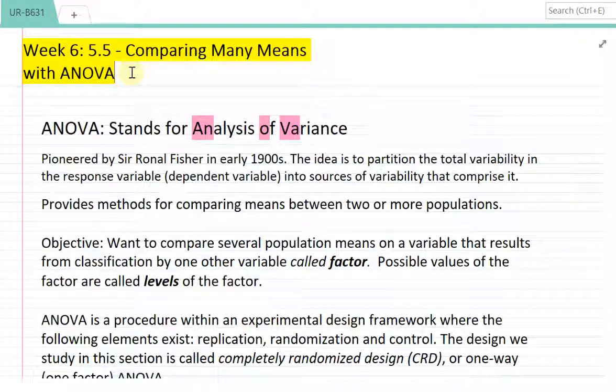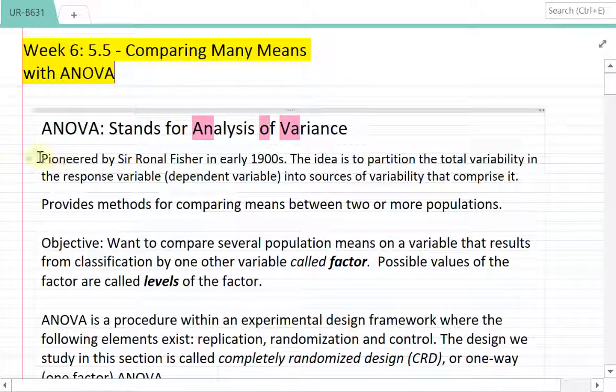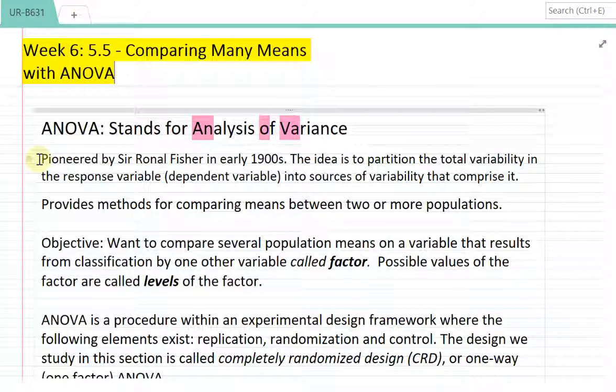In this section, we're going to look at a procedure which allows us to compare several population means using a procedure known as ANOVA, or the analysis of variance. The procedure was actually initially suggested by Sir Ronald Fisher in the early 1900s. And of course, there were other statisticians in Europe, particularly in Germany at the time, that were working on the procedure as well.